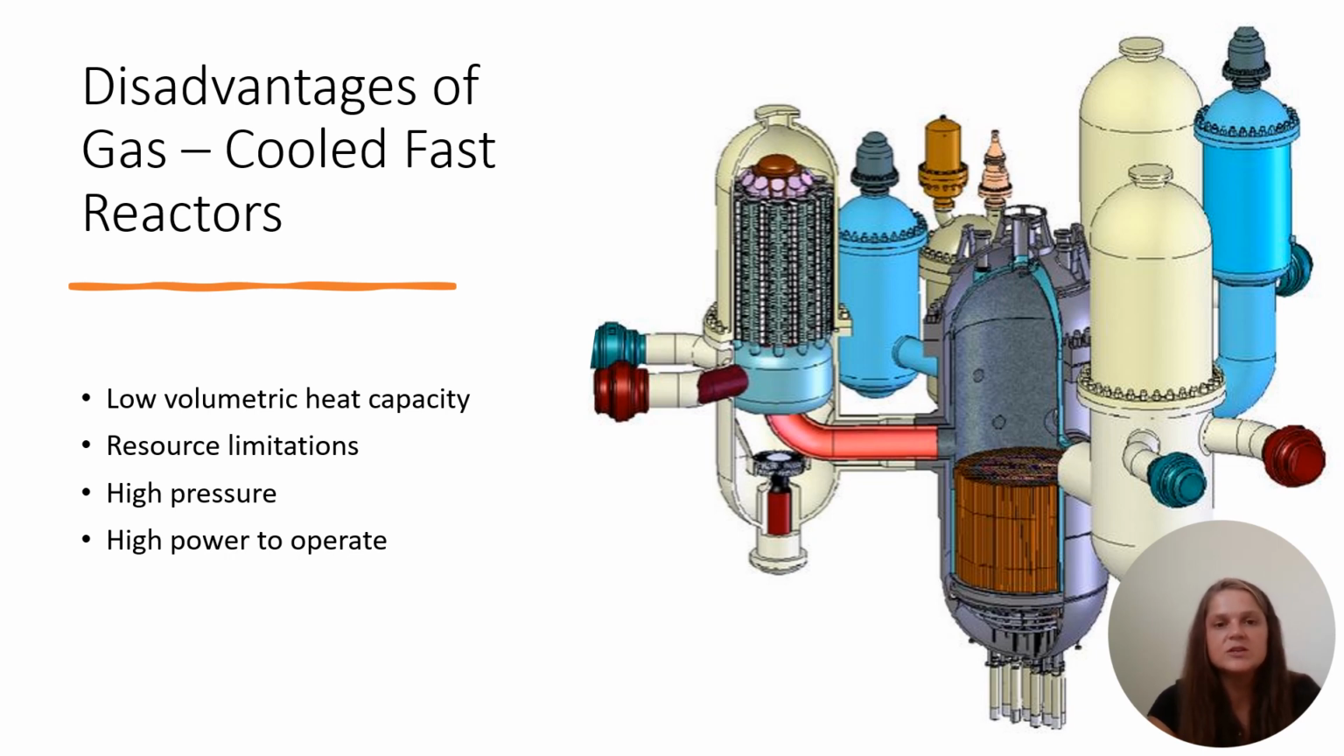Another issue is resource limitations. Helium, again, the gas used, is presently extracted from natural gas, which is becoming more and more limited and will continue on that trend in the future. In addition, to achieve adequate heat removal capacity with acceptable coolant pumping power requirements, it requires pressures in the range of 40 to 80 atmospheres. Lastly, due to the compressible nature of helium, the power required to operate a helium circulator can be high. So that would require 2 to 5% of the reactor's thermal power just to power the circulator itself.